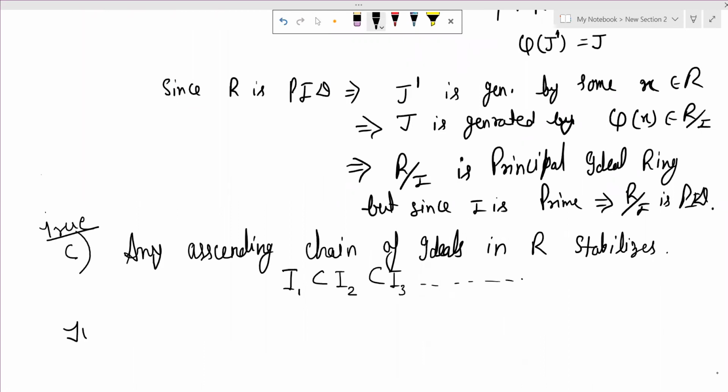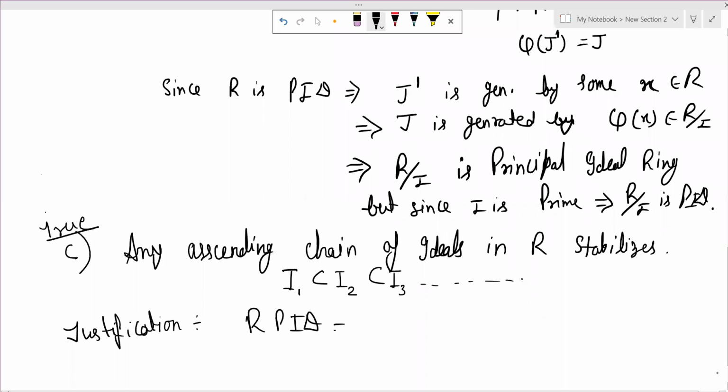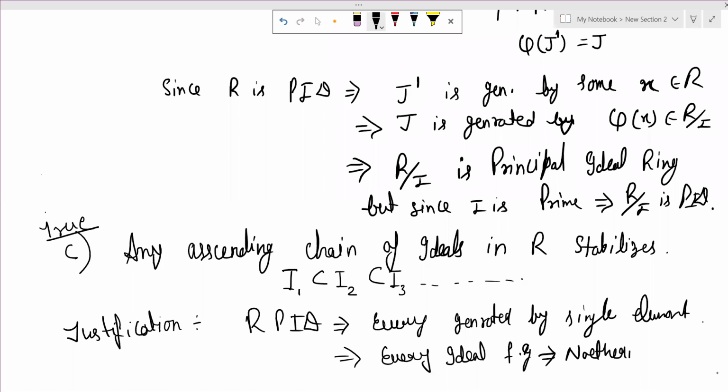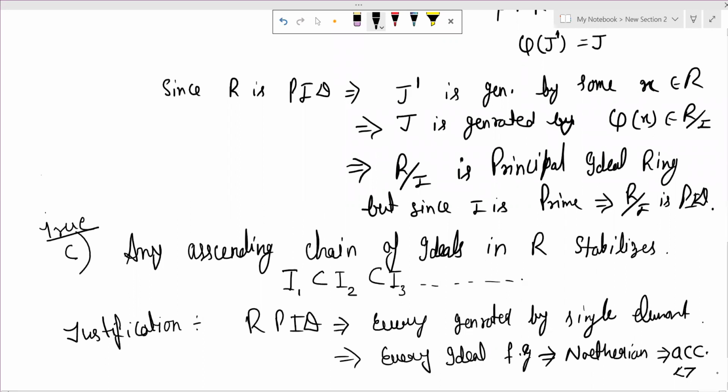What is the justification? R is a PID, which implies every ideal is generated by a single element, which implies every ideal is finitely generated, which implies Noetherian, which says ACC. That's why. This is the argument.